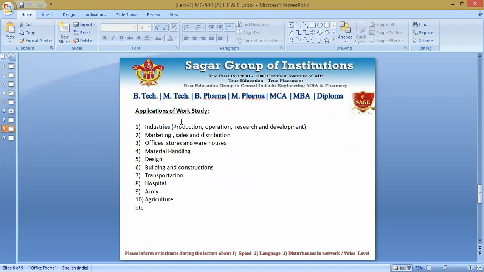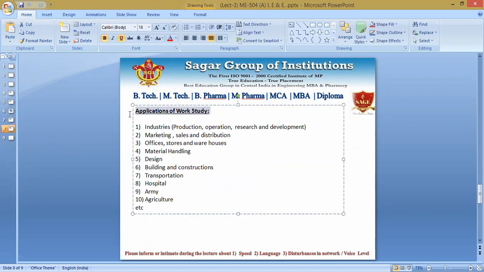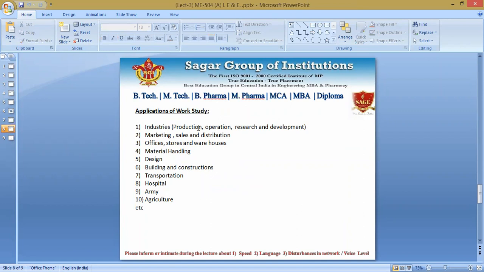Then comes the application of work study. We are basically discussing industries, that is, the production side, but there are certain more areas where we can include the work study part.